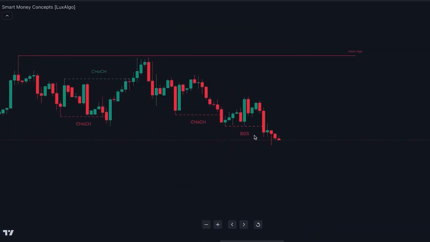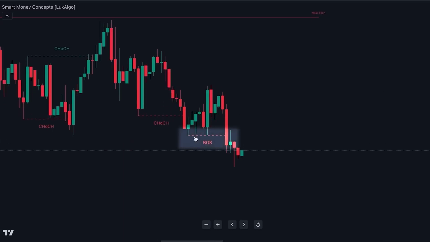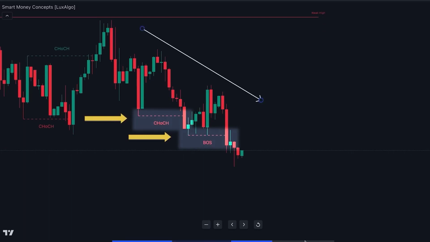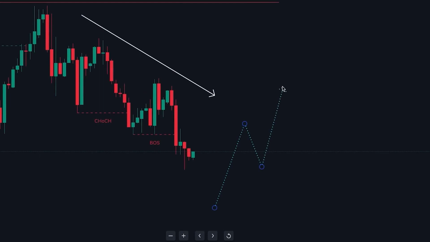Next, let's talk about step 2, which is break of structures, or BOS. A break of structure is created after a change of character has occurred and is a confirmation that the market has changed direction. So once again, if the market is making higher highs and higher lows, once it breaks that higher low, we have a change of character. Now you're anticipating a downtrend.